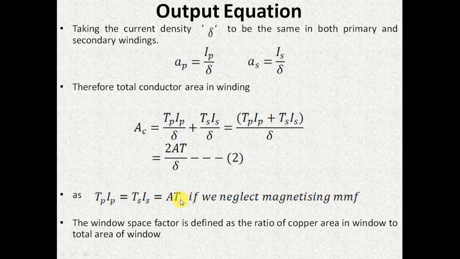That is ampere turns. Please keep in mind that the standard relation of a transformer is E2 by E1 is equal to I1 by I2 is equal to N2 by N1. From that term, I1 by I2 is equal to N2 by N1, I can easily say that I1 into N1 is equal to I2 into N2. Here the notations used are I1 as Ip, N1 as Tp, I2 as Is and N2 as Ts. Since these two terms are one and the same, they can be replaced by a common term, that is At, that is ampere turns. Hence the relation for Ac becomes 2 At by del.